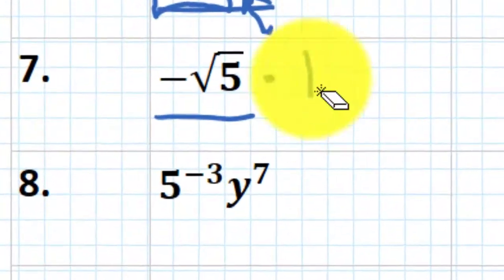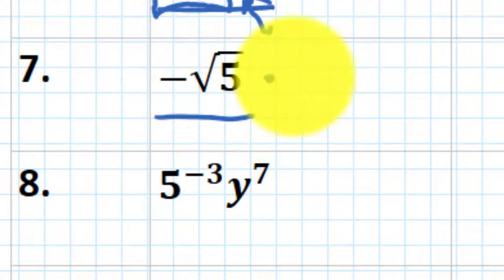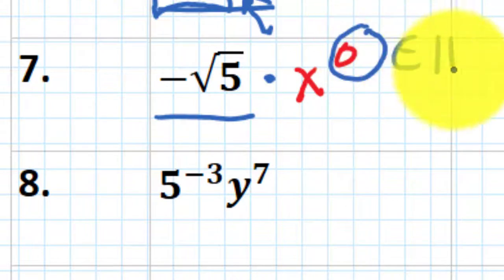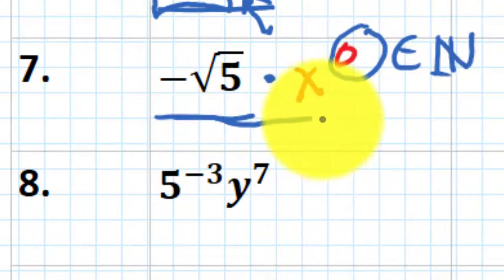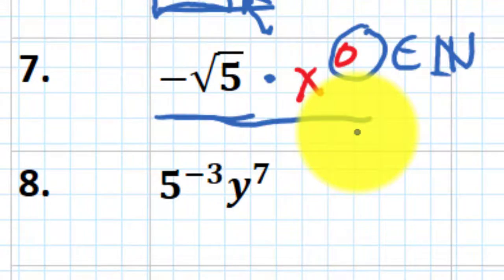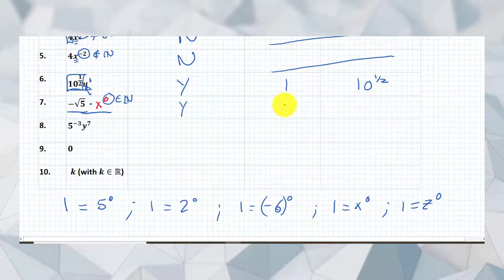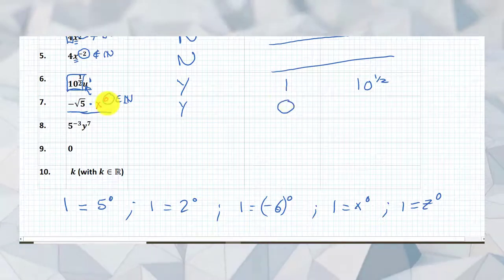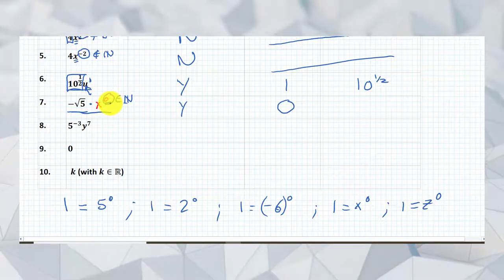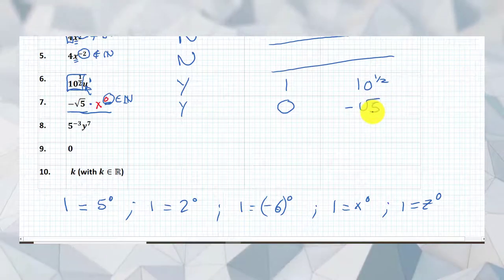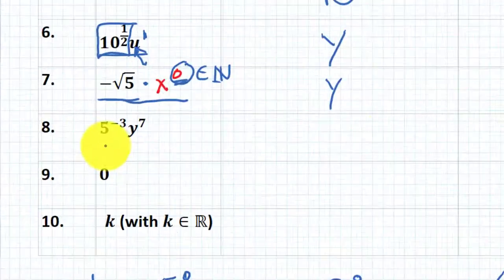So you can write this as negative root 5 times x to the 0, because this is 1. And 0 is a natural number. Now, when I write it like this, I write it as a monomial. So yes, it is a monomial. The degree is 0, that's the exponent right here, and the coefficient is negative square root of 5. All right, let's look at number 8.